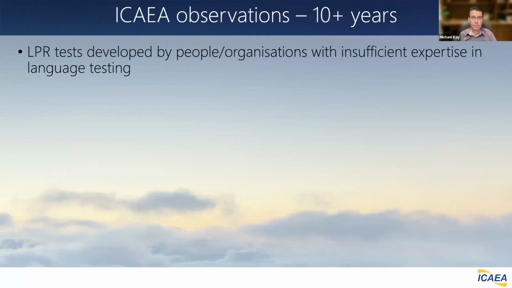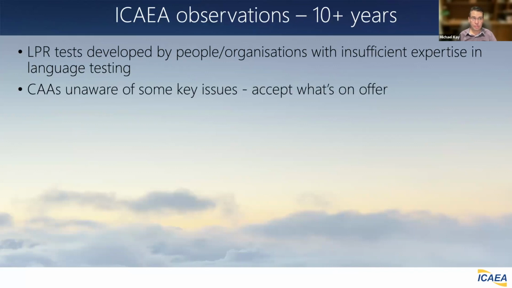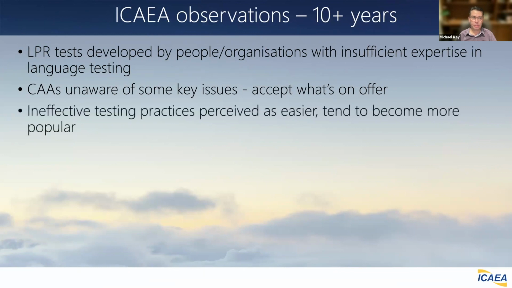So ICAO's observation in the last 10 years, which led to the origin of the TDGs, is a lot of test developers have insufficient expertise in language testing. As I said before, the CAAs aren't necessarily aware of these concepts. They just tend to accept what's given. And that's not their fault. It's just a lack of expertise being in the system at the moment. That's led to these ineffective testing practices.